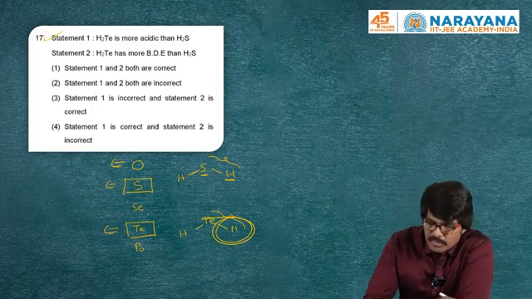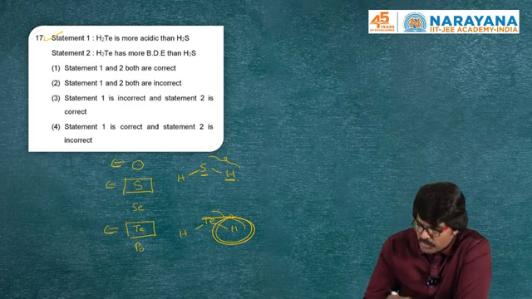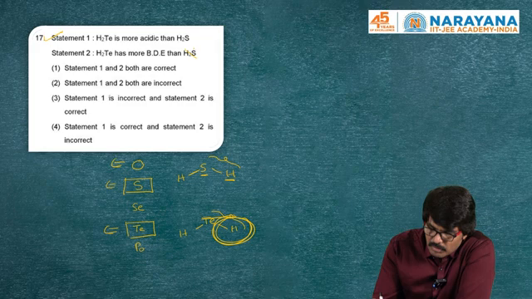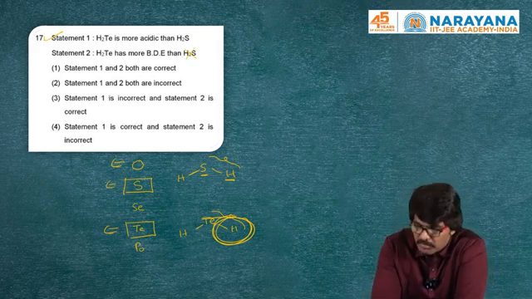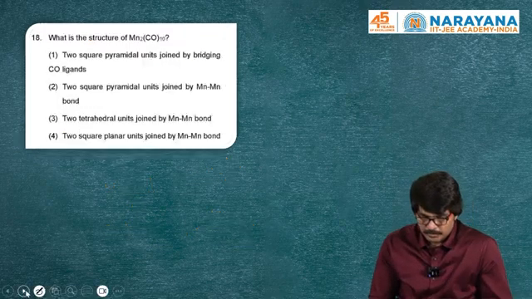Therefore, statement 1 is correct. Statement 2 says H2Te has more bond dissociation energy. No, it has less bond dissociation energy. Therefore, this is the wrong statement. Therefore, statement 1 is correct. Statement 2 is incorrect. So, the answer is the fourth option.